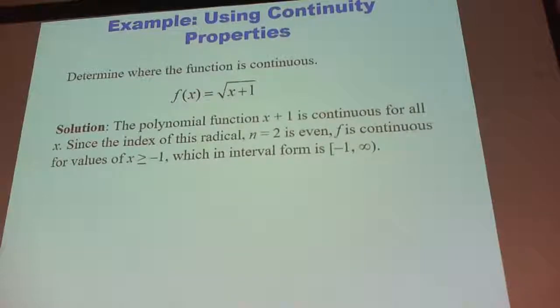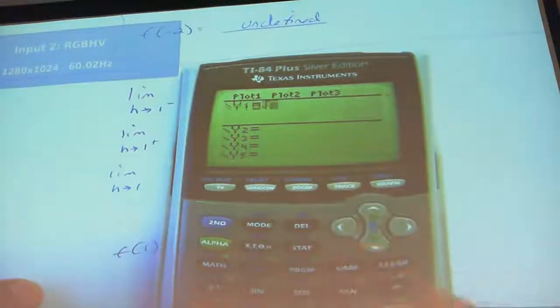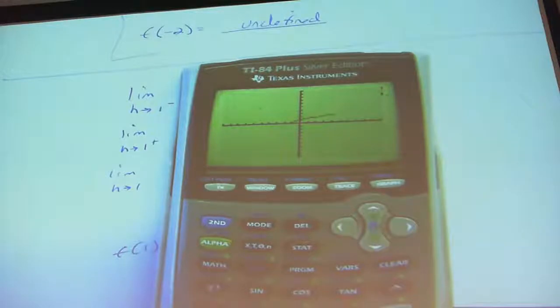But if I graph this one, the square root of x plus 1, is this continuous everywhere? From -1 on. Not always.